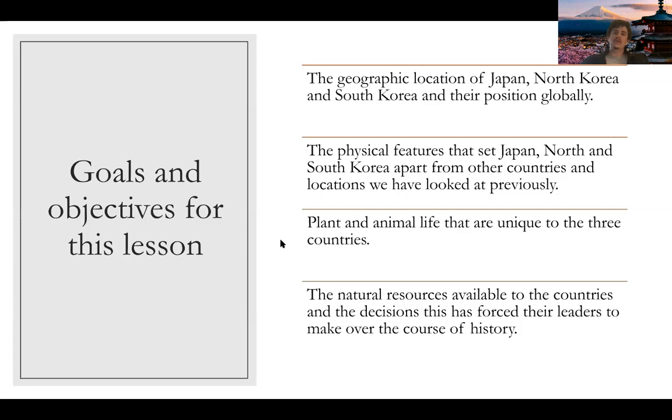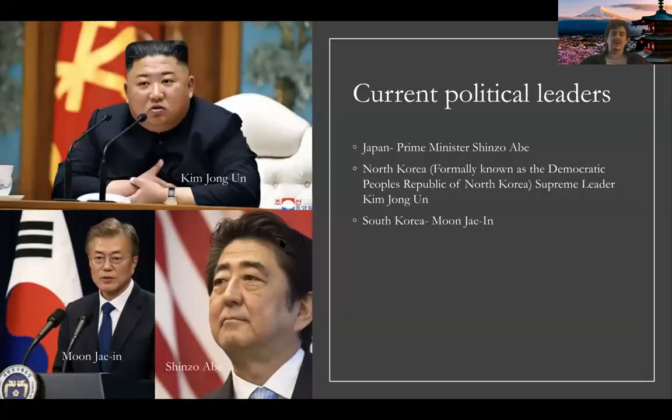So, first things first, we should start off with the current political leaders of each country. So, I'm assuming, and I know I say a lot by assuming, most of us have heard of this man here. This is Kim Jong-un. He is the current supreme leader, is what he's known as, of North Korea.